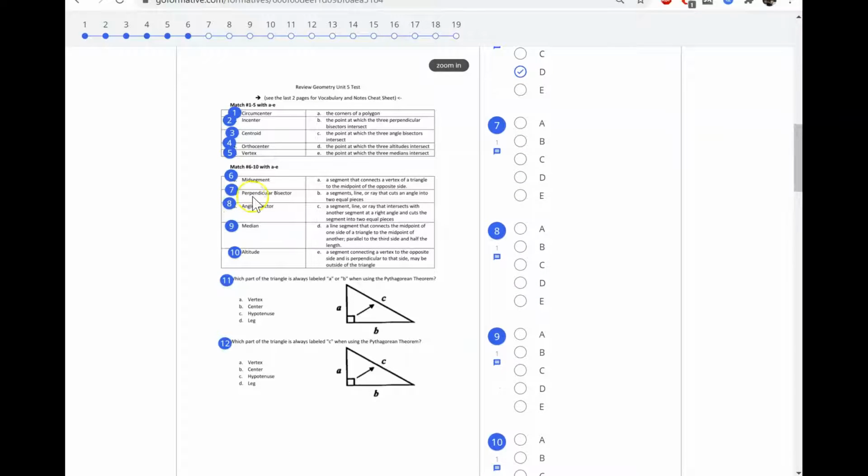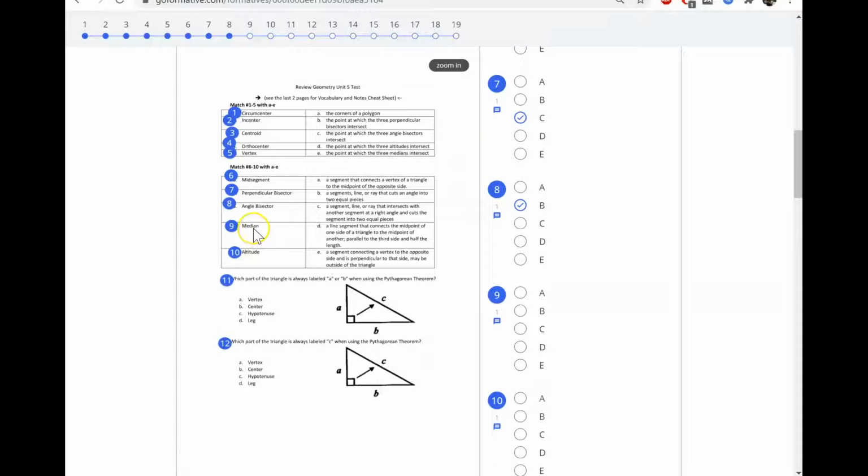Okay. Number 7, perpendicular bisector. Well, we know it is perpendicular and it cuts in half. Okay. Let's see here. So right here, a segment that intersects another segment at a right angle and cuts it into 2 equal pieces. The equal pieces is the bisector, and then the right angle is the perpendicular. So 7 is going to be C. Number 8, angle bisector. Okay, a segment, line, or ray that cuts an angle into 2 equal pieces. Angle, cut into 2 pieces, angle bisector. So 8 is going to be B.